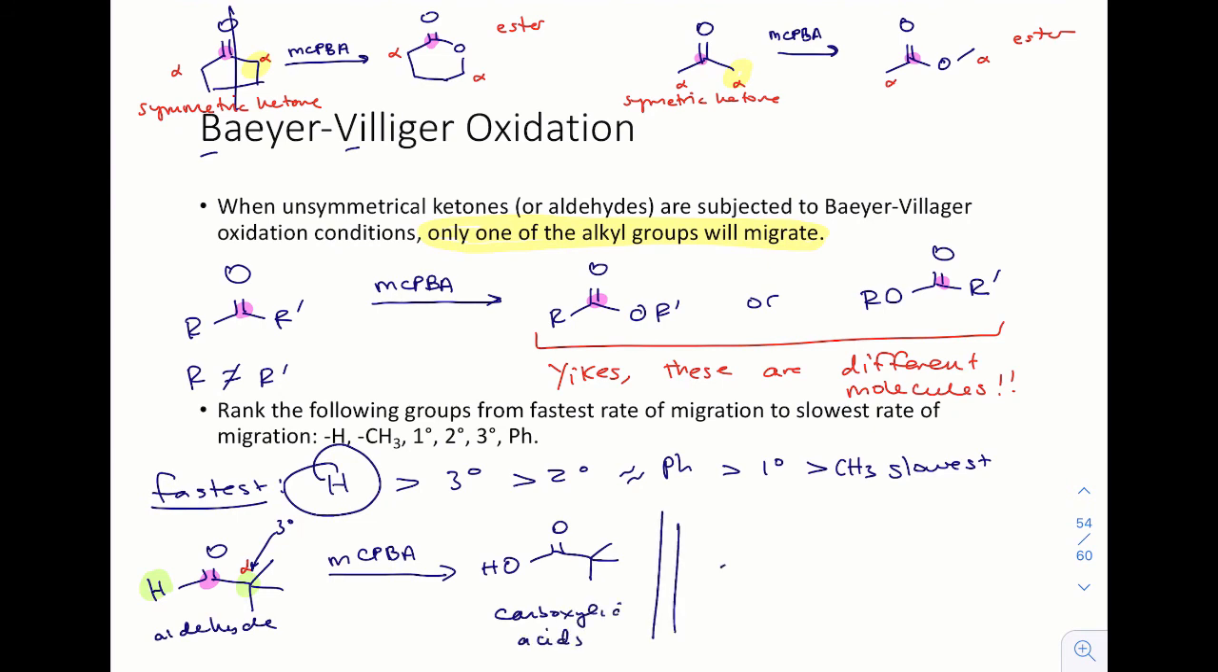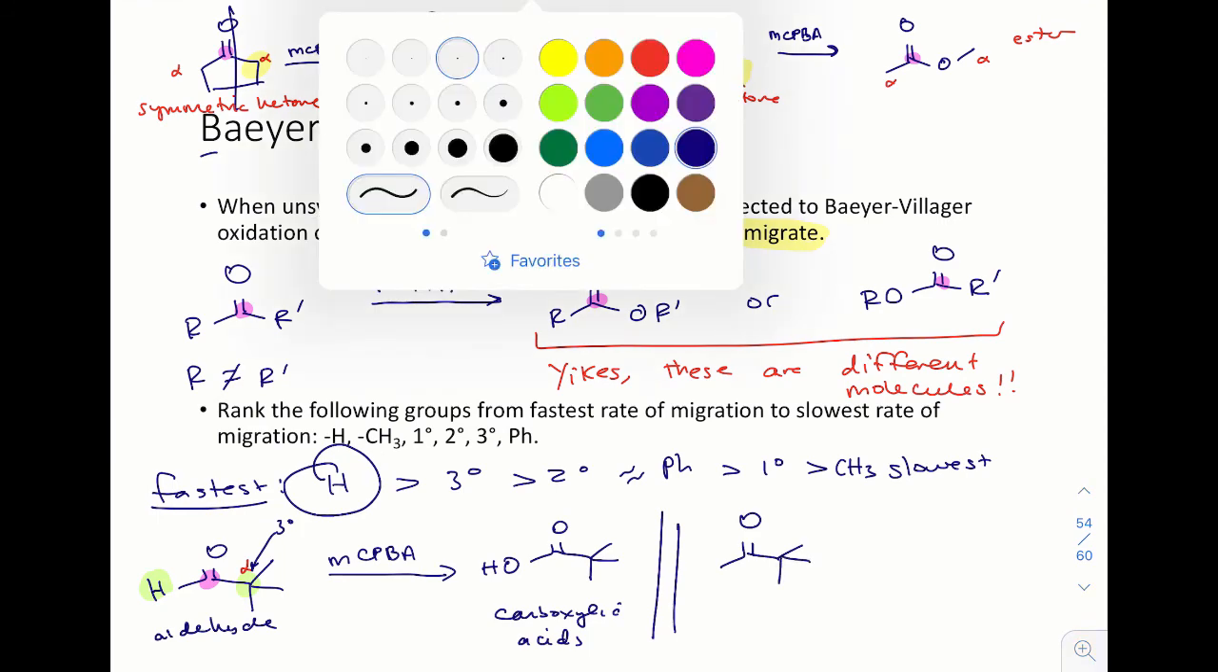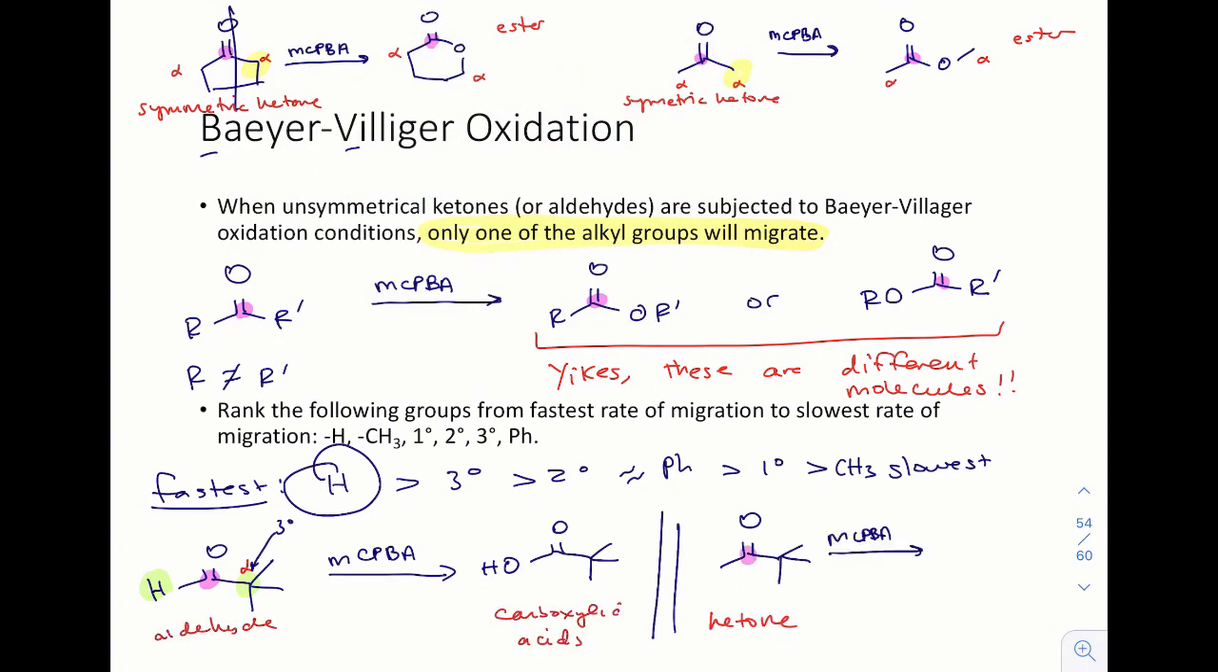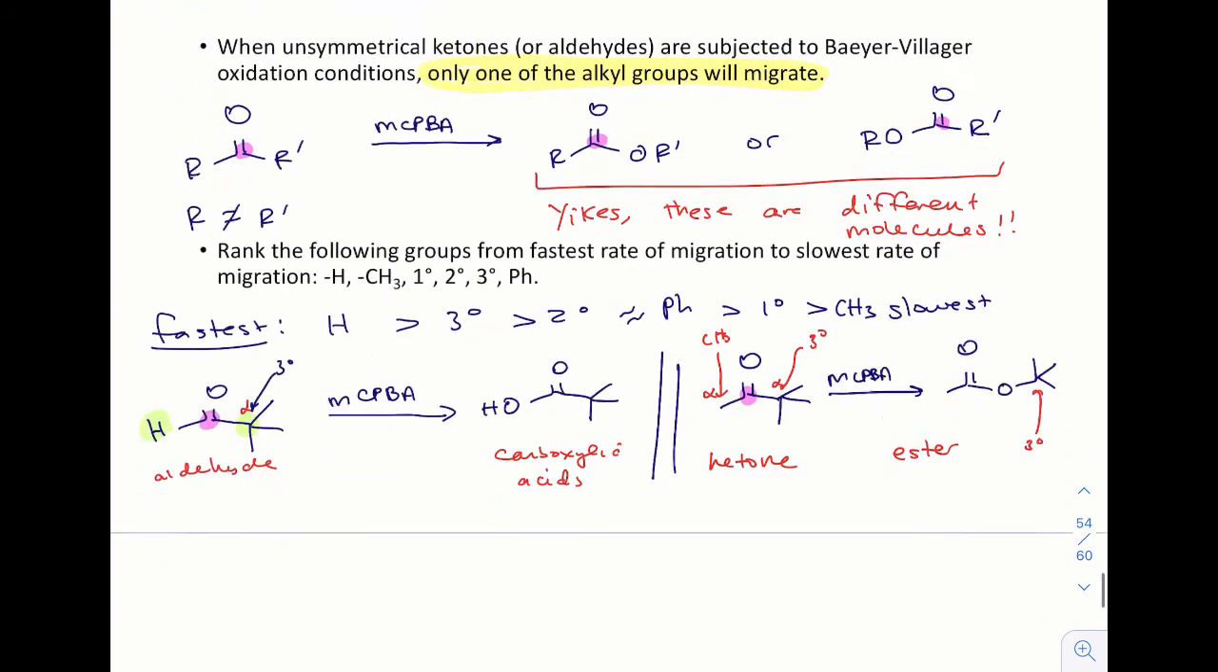I'll look at another example. We'll just change it up a bit. We'll just turn that aldehyde into a ketone. We'll just swap the hydrogen for a methyl group. If treated with Baeyer-Villiger conditions, take a look at the two alpha carbons. One of them is methyl, one of them is tertiary. Tertiary migrates faster than methyl, therefore the following product will be observed. This ester, where the tertiary carbon migrated. Oh, this is fun. We just have to apply the rule here.